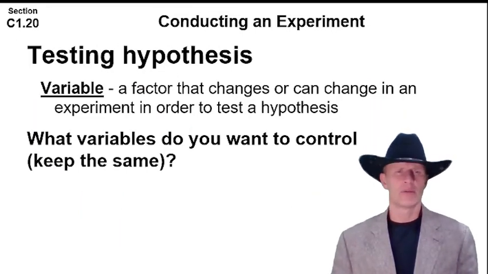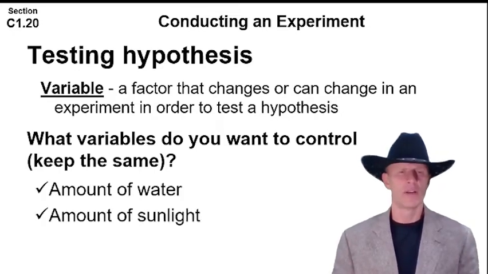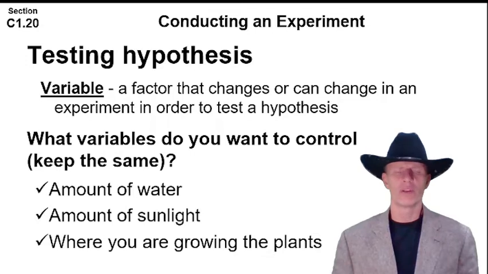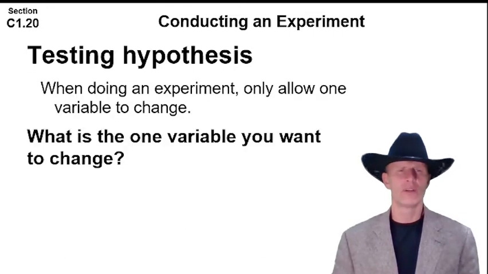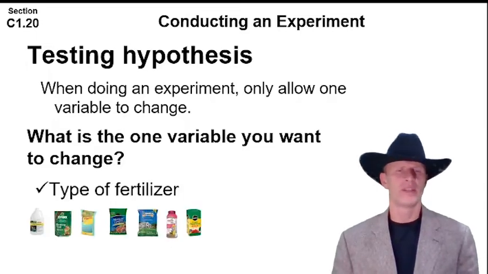Then you want to test your hypothesis. And you're going to have variables. A variable is a factor that changes or can change in an experiment in order to test the hypothesis. So when you're doing an experiment, you only want to change one variable. So you want to keep most of the things the same. For example, the pot, the amount of dirt, the amount of water, the amount of sunlight, where you're growing the plants. Most of everything needs to be exactly the same. You only want to change one thing when you do an experiment. And in this experiment, we want to change the fertilizer, the type of fertilizer.